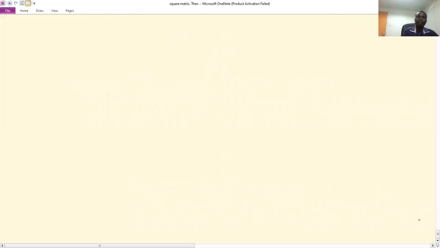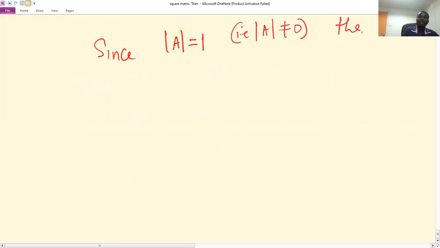So since the determinant of A is 1, i.e. the determinant of A is non-zero, then A has an inverse.